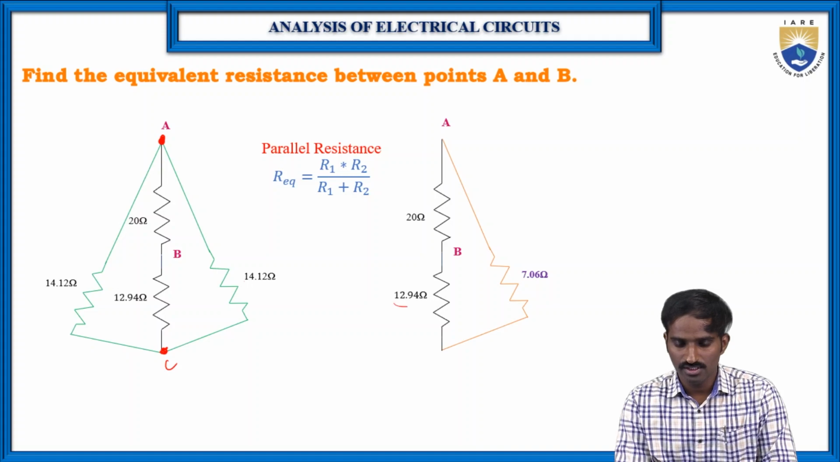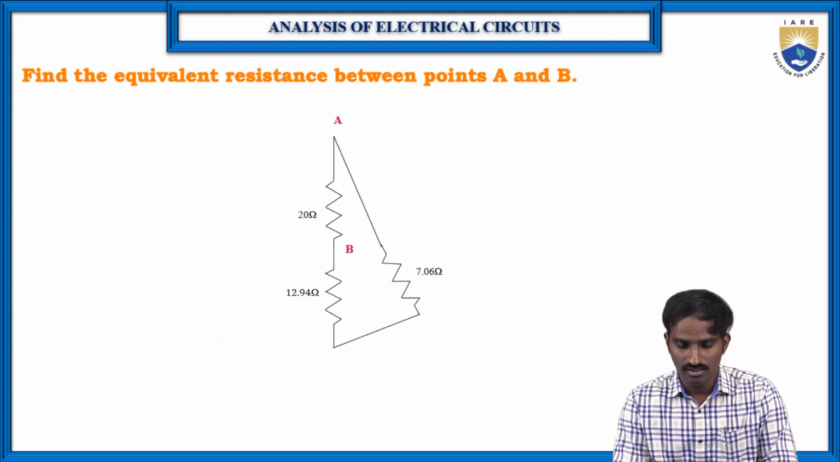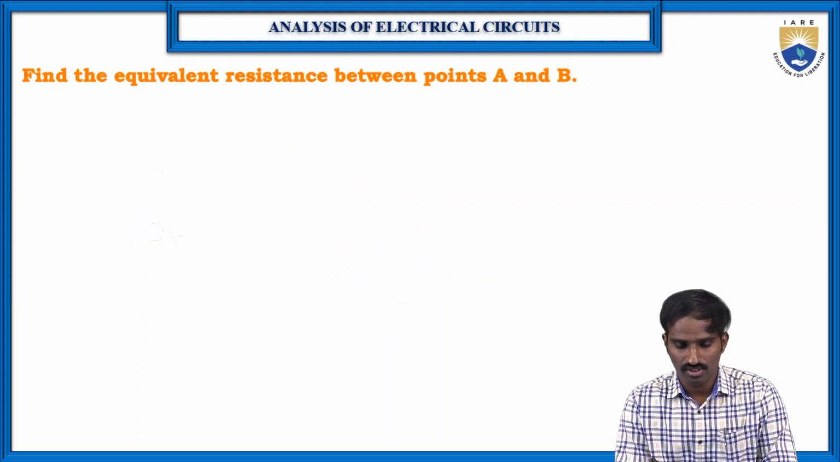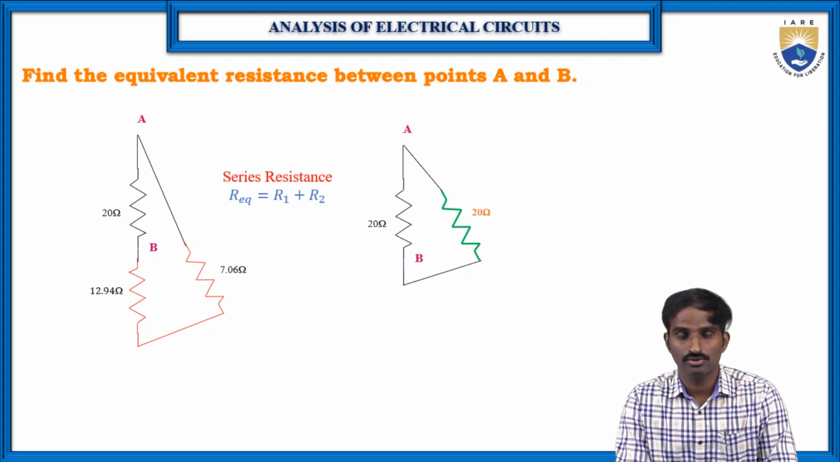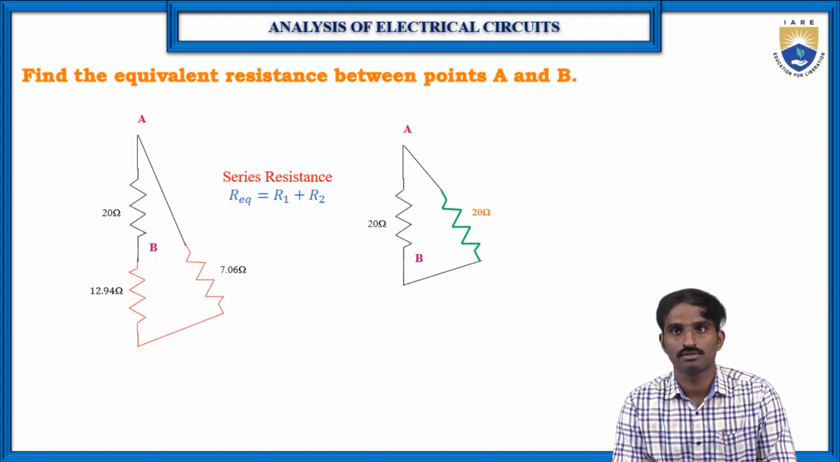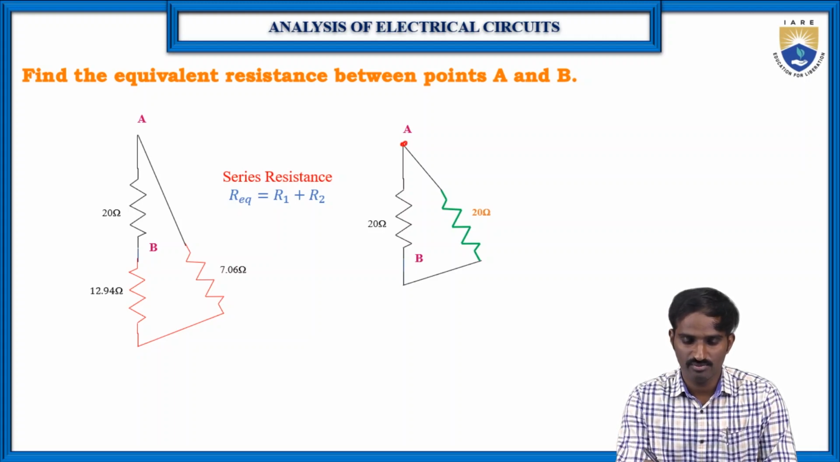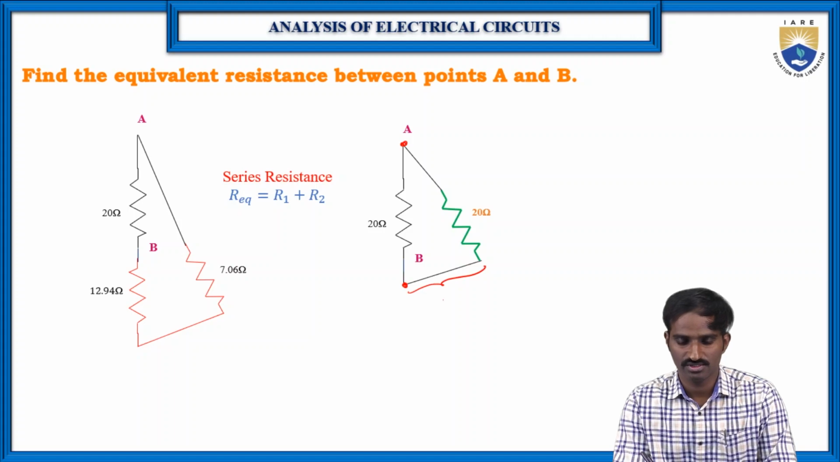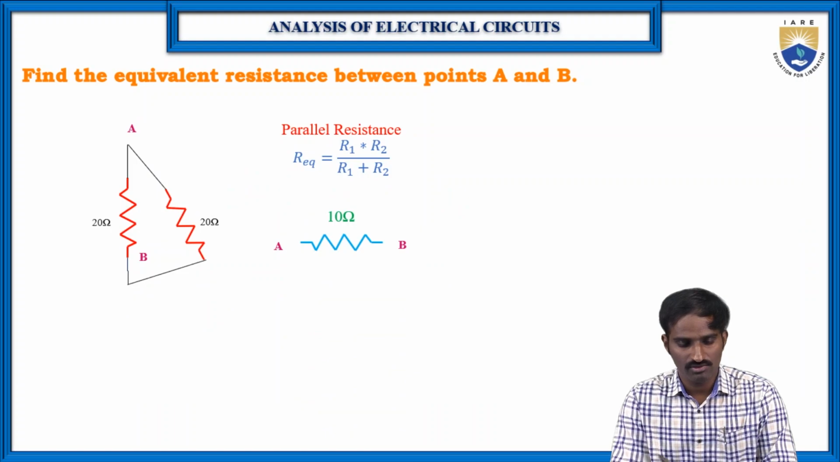Again, you can see these 12.94 and 7.06 are in series, because these two have only one common node. Of course, these two represent the same node. So 12 plus 7, R equivalent is equal to R1 plus R2, which is almost around 20 ohms. Then the 20 ohms and 20 ohms are in parallel, because these two resistors are connected in between the two nodes A and B, because these two represent the same node. Then R equivalent is equal to 10 ohms.